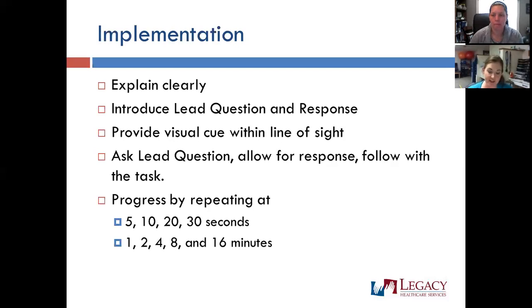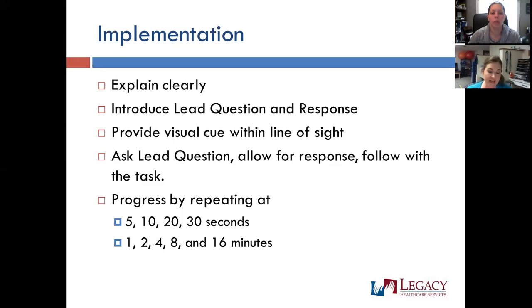If they don't answer that, then maybe they answer, I just stand up. Then you don't point out that they're wrong. You point to the visual cue and you say, you lock your brakes. And then do that now, and then have them lock the brakes, and then you back up to the interval before. So if we were at 30 seconds, we would back up to 20 seconds.